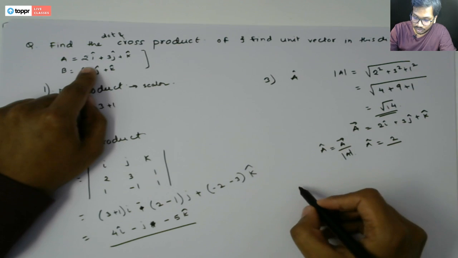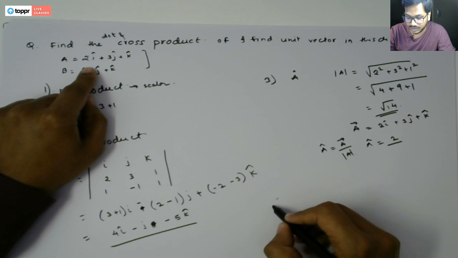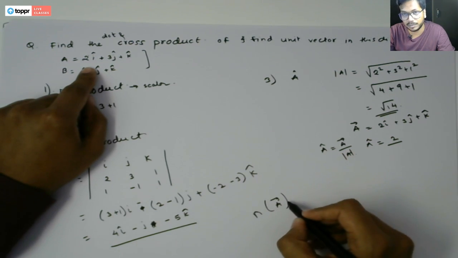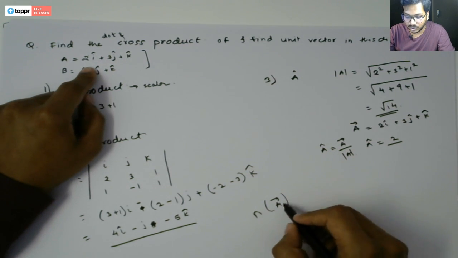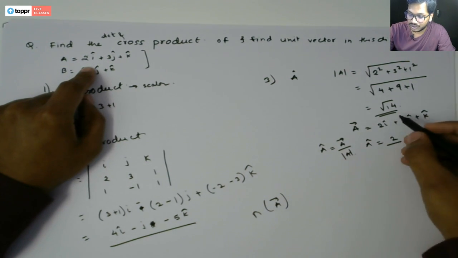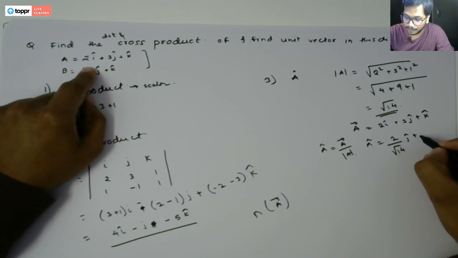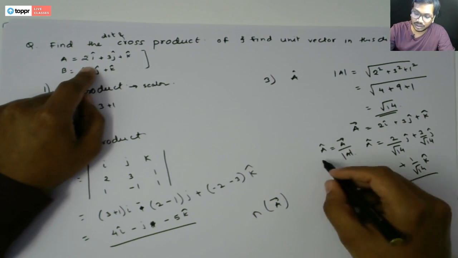One thing you need to know is when you multiply or divide scalars with vectors, let's say I have a vector A and I'm multiplying it with a scalar n, it just gets multiplied. It changes the magnitude, it never changes the direction. So whatever multiplications we are doing, that happens with the magnitude. So in this case we have a division by root 14. So 2 divided by root 14 i cap plus 3 divided by root 14 j cap plus 1 divided by root 14 k cap. This would be the unit vector in direction of A.